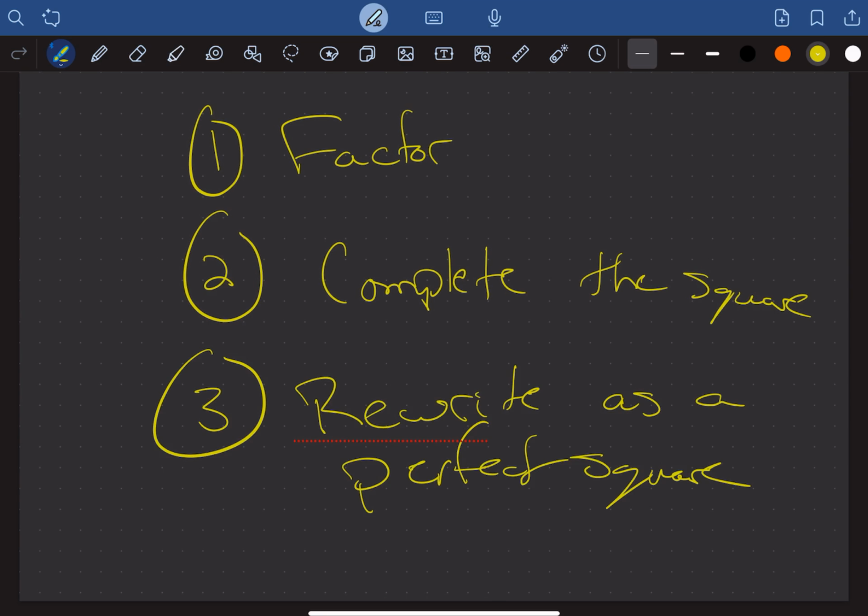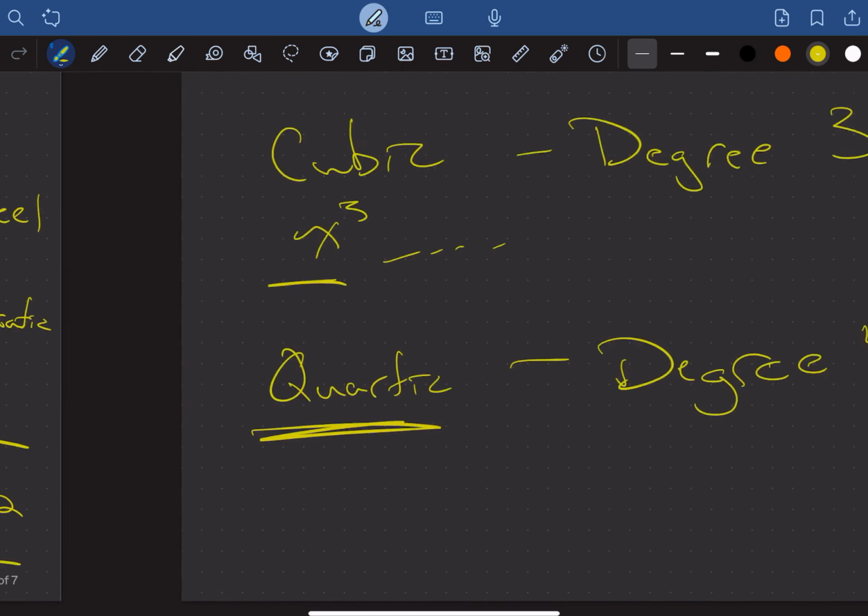And then finally, we will expand and simplify and get our vertex form, which will have our vertex in it. So let's talk a little bit about what a perfect square is.